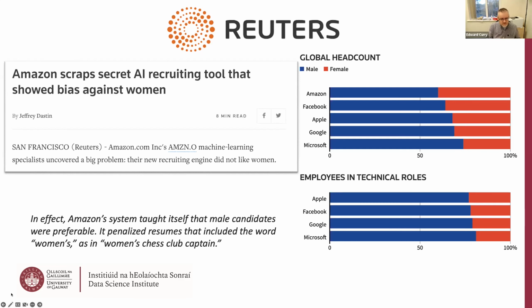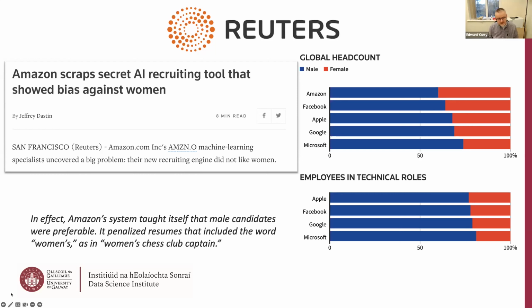So by analyzing their data, what the AI learned was that male candidates were preferable, and it penalized resumes of people that had terms such as a women's chess club champion. And the reason for this was the actual data that they analyzed.